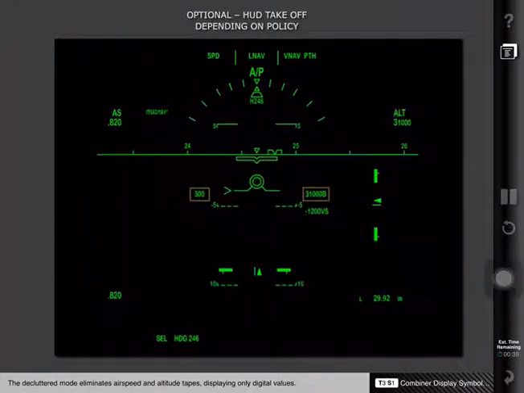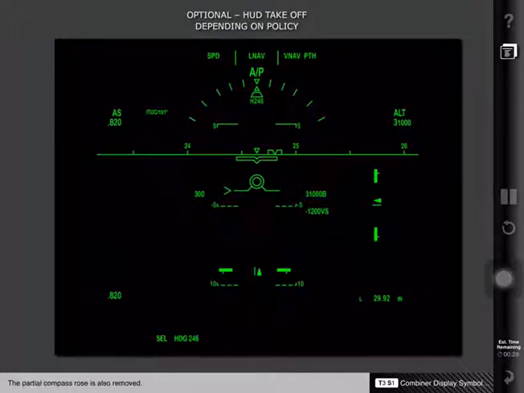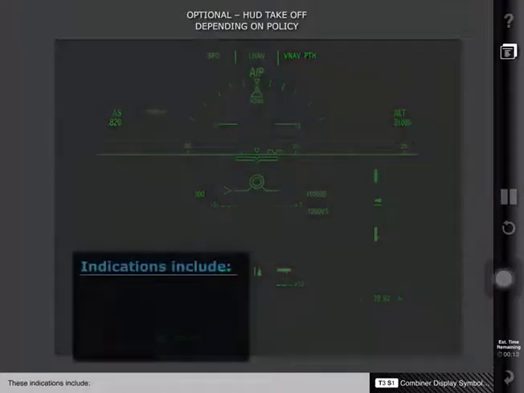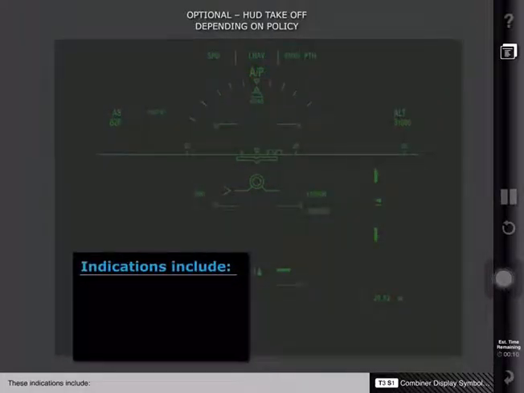The decluttered mode eliminates airspeed and altitude tapes, displaying only digital values. The partial compass rose is also removed. Due to the monochromatic limitation of the HUD display, many alerting functions that use color symbology on the PFD may use other indications on the HUD. These indications include flashing, shape filling or blanking, and highlight box symbology.